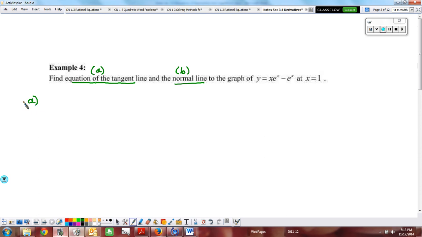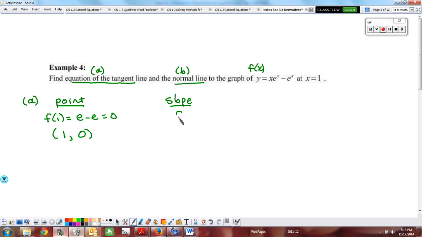So remember that you need a point and you're going to need a slope in order to find your equations. So your point, if I call this f of x, right? So my point is going to be f of 1 to find my y value. F of 1 would be e minus e or 0, because e to the first minus e to the first. So my point is going to be 1, 0.